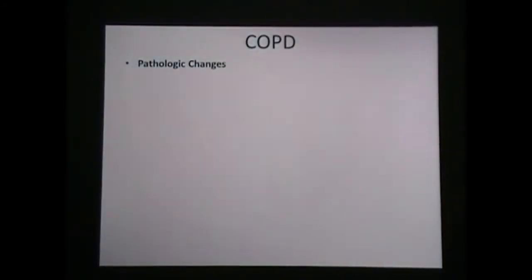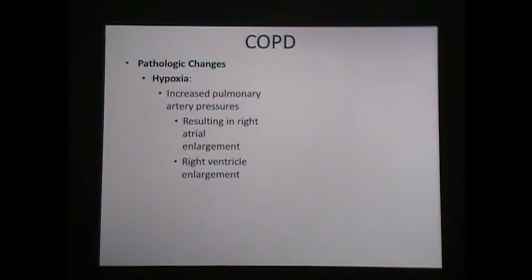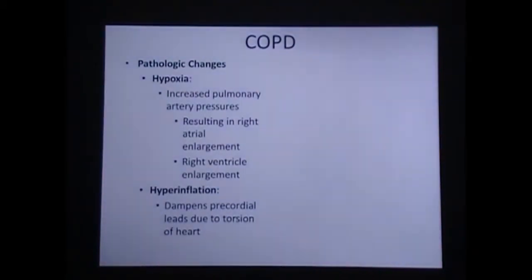COPD. The pathological changes with COPD. As the patient has the hypoxia, they get increased intrathoracic pressures, they have increased pulmonary artery pressures, which results in right atrial enlargement. So we're going to have those peaked P waves. We're going to get right ventricle enlargement.